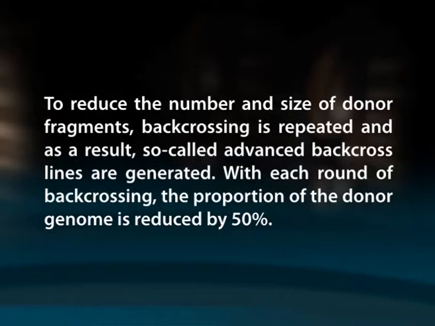parent. To reduce the number and size of donor fragments, backcrossing is repeated and as a result, so-called advanced backcross lines are generated. With each round of backcrossing, the proportion of the donor genome is reduced by 50%. Molecular markers help to monitor this process and to speed it up. Lines that are identical, with the exception of a single fragment comprising one to a few loci, are called nearly isogenic lines or NIL. The generation of NIL involves several generations of backcrossing assisted by marker selection.